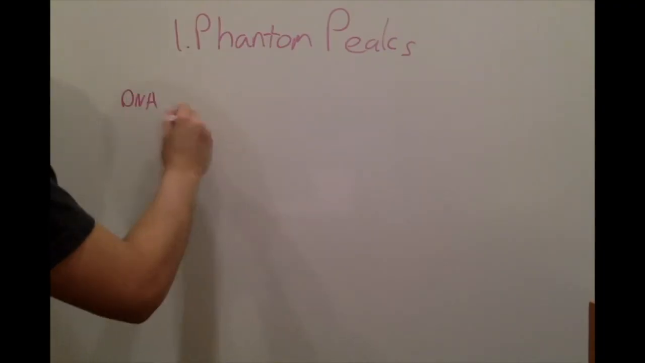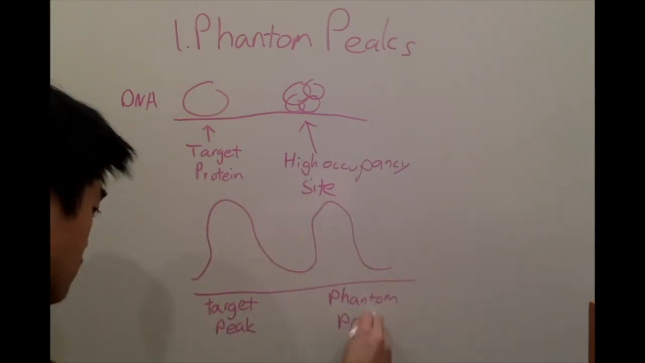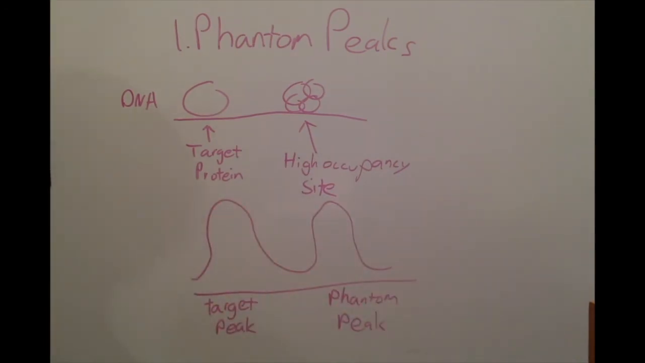Alright, and for the last part of this video, I'll be talking about problems that can occur during ChIP-seq experiments. One problem that occurs during ChIP-seq experiments are phantom peaks. These are essentially false peaks that occur in ChIP-seq data. Phantom peaks occur due to high occupancy sites on the genome, where many proteins can bind to one spot. These sites can create peaks at places in the genome that can be confused for our target transcription factor binding sites when they're actually not.